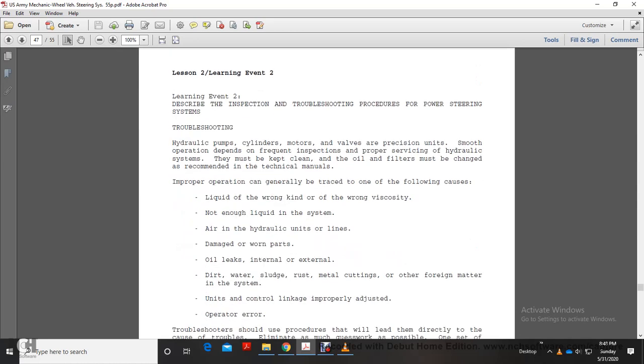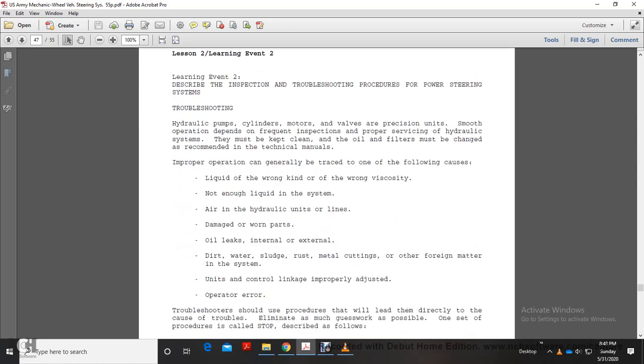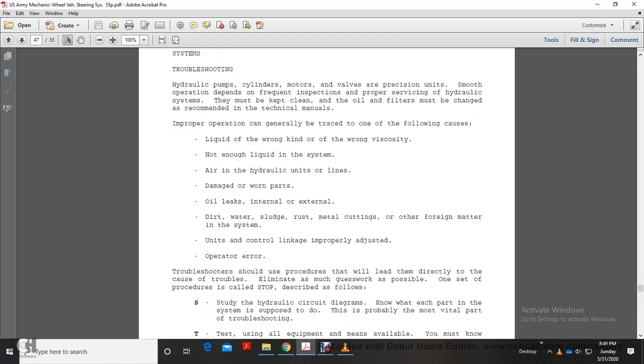Technical manuals say improper operation can generally be traced to one of the following causes: liquid of the wrong kind or wrong viscosity, not enough liquid in the system, air in the hydraulic unit, lines with damage or worn ports, oil leakage, internal or external, dirt, water, sludge, rust, metal cuttings, or other foreign matter in the system, control linkage not properly adjusted, or operator error.